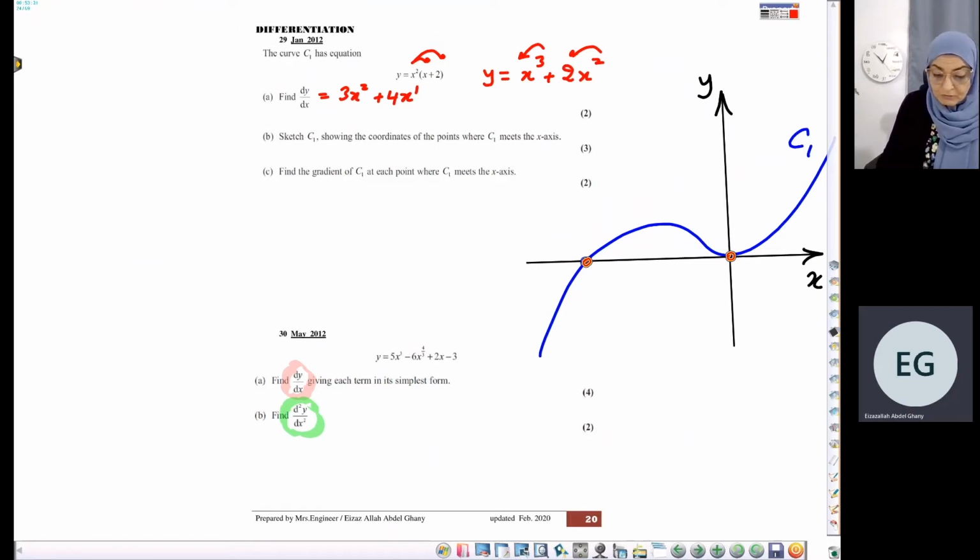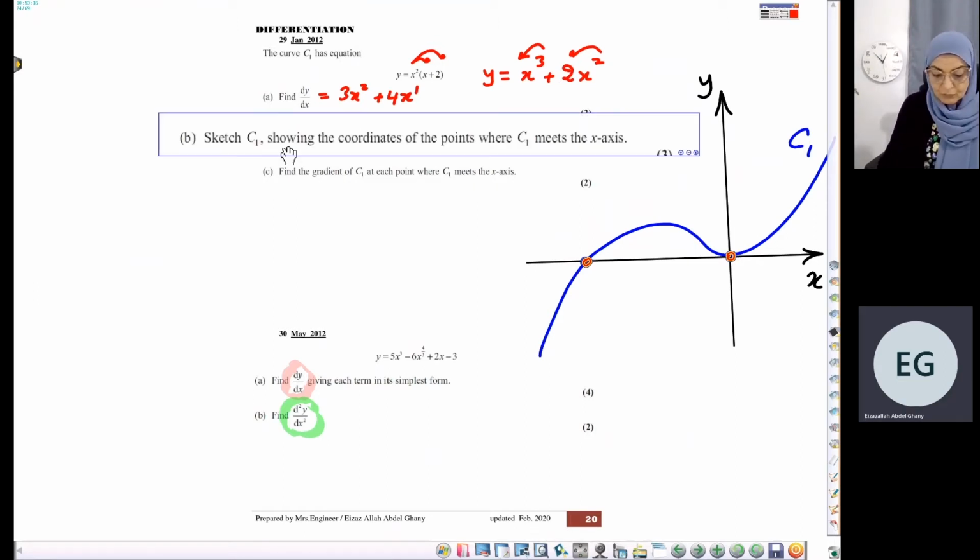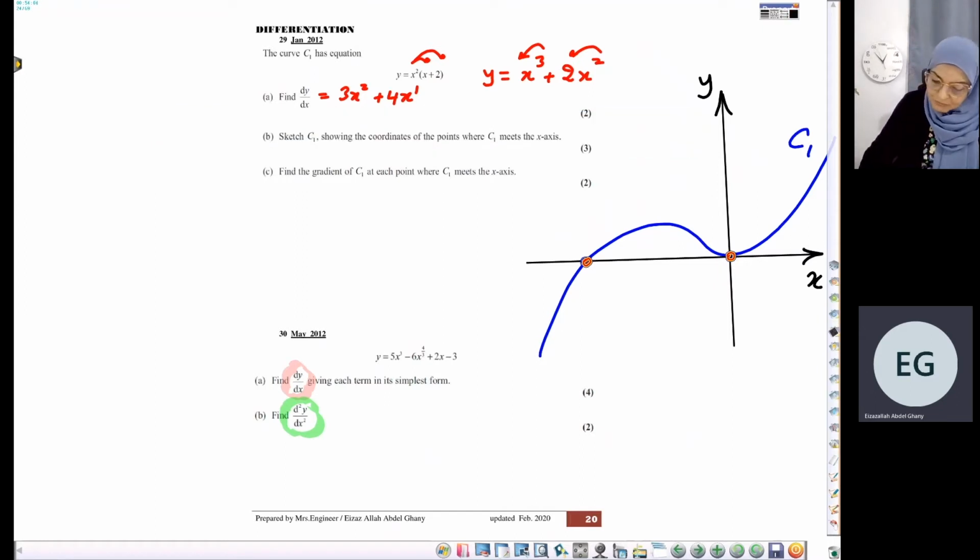Next step, he wants you to sketch C1, showing the coordinates of the points where C1 meets the x-axis. So how to find the points where it meets the x-axis? He needs coordinates, it means x and y. The y coordinate, 100% it's 0. What do you know about these 2 points? We know that they lie on the x-axis. So what? Their y's are 0.